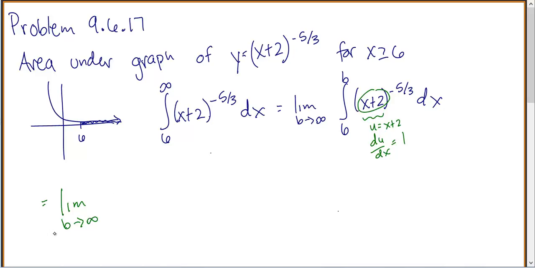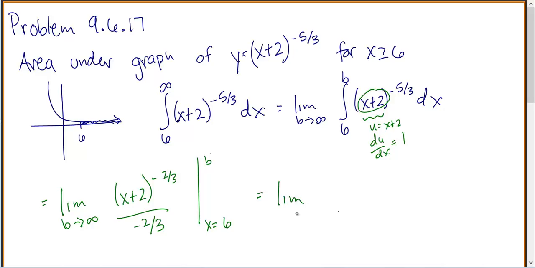But we still have the limit as b goes towards infinity. Okay, we're going to keep this x plus 2 the same, and we raise the power by 1, so negative 5/3 plus 1 would be negative 2/3, and divide by the new power. And we need to evaluate that from x equals 6 to b. So we still have the limit, we haven't plugged that in yet.